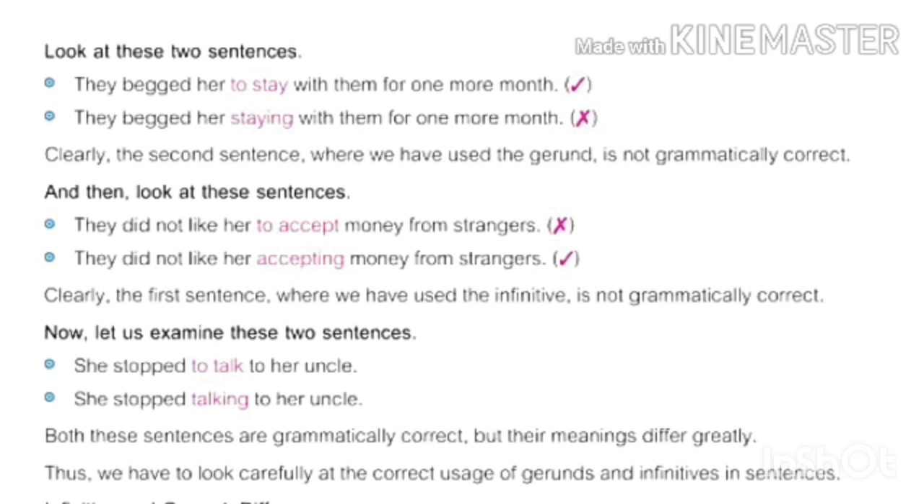In the first sentence you can see, "They begged her to stay with them for one more month." This is correct, but if we use a participle here instead of an infinitive, like "They begged her staying with them for one more month," it is wrong. In the second example also, "They did not like her to accept money from strangers" is wrong. We could say "They did not like her accepting money from strangers." So sometimes we can use a participle and sometimes we can use an infinitive. So this is what we have to see before solving the exercise, where we can use a participle and where we can use an infinitive. So let us see that.